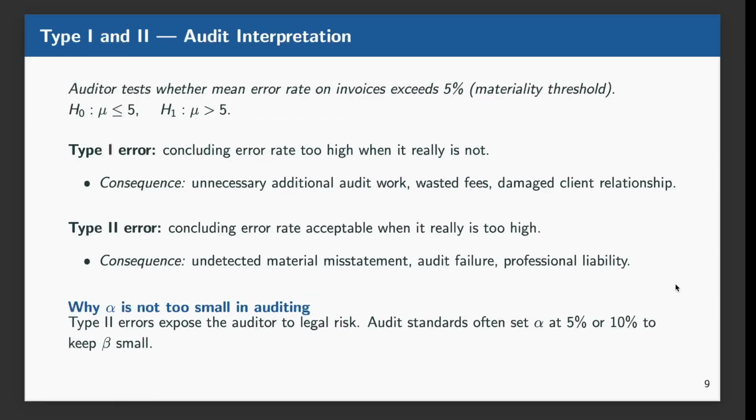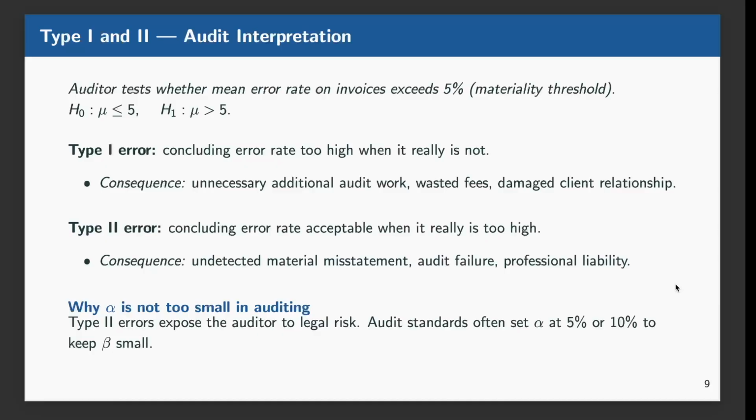Let's make this fully concrete, entirely in our own world. An auditor tests whether the mean error rate on a company's invoices exceeds 5%, the materiality threshold for this engagement. H0, mu is less than or equal to 5. H1, mu is greater than 5. A type 1 error here means concluding that the error rate is too high when it really is not. The consequence is unnecessary extra audit work, wasted professional fees, and a damaged relationship with the client. Costly, certainly, but ultimately recoverable.